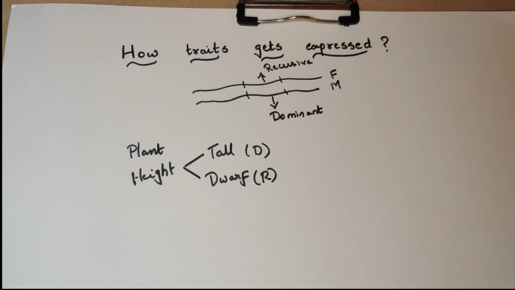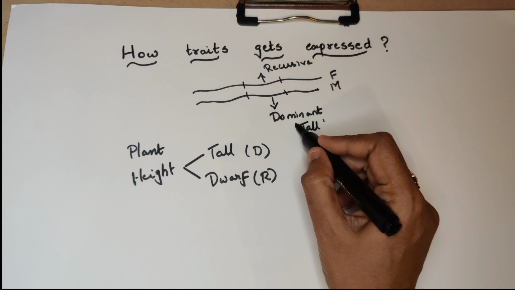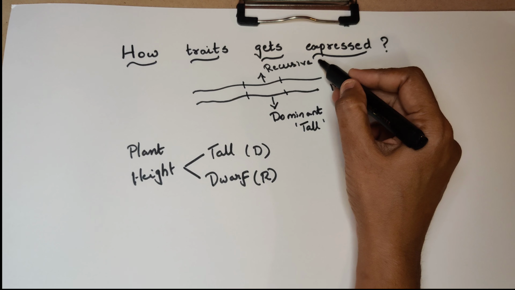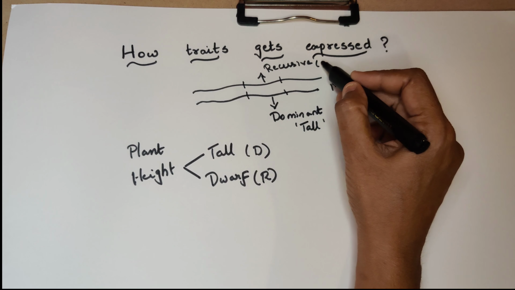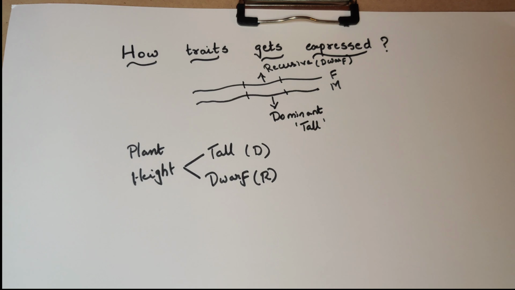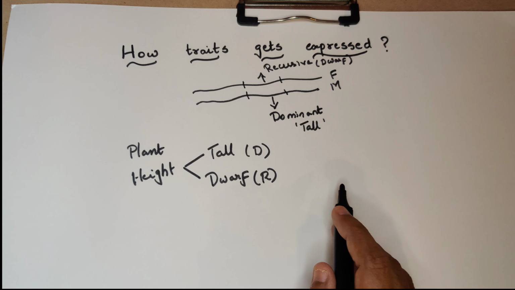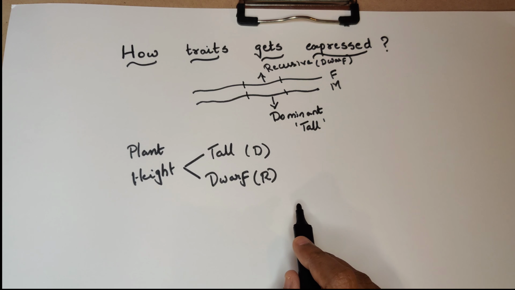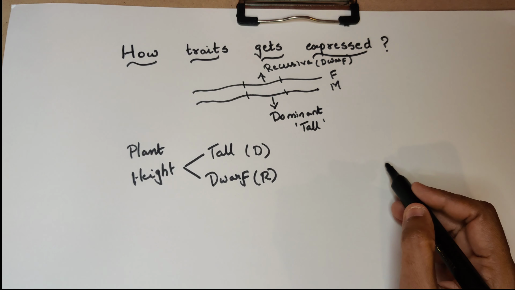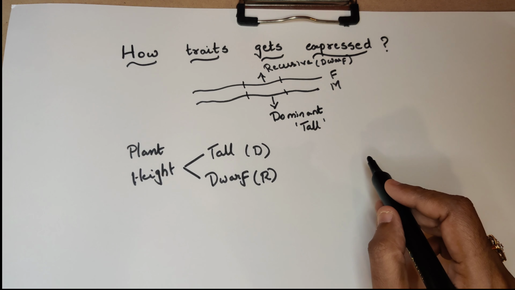Recessive. So when I say the dominant character present in the mother is tallness and the recessive character present in the father is dwarf, which one do you think will be expressed in the offspring? The answer is very simple. Whichever is dominant will get expressed. So when this goes into the child, only one of the genes will go into it.